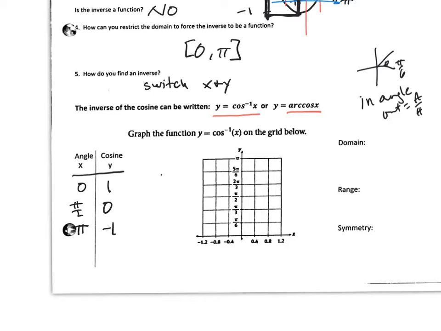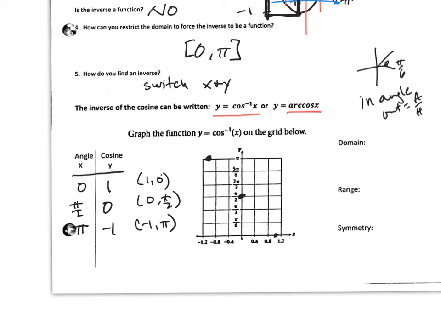So let's put these on the graph. And so it says to graph the inverse. So to graph the inverse, we have to switch the x and y. So we're really going to graph the point 1, 0, then 0, pi over 2, and negative 1, pi. So we have the point 1, 0, all the way over, then 0, up pi over 2, and negative 1, pi.